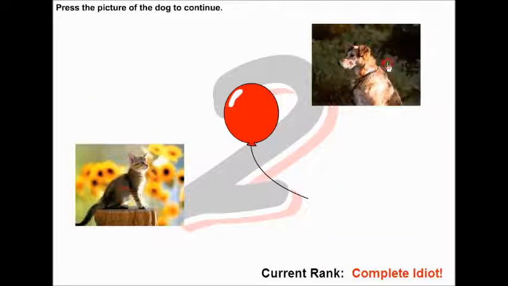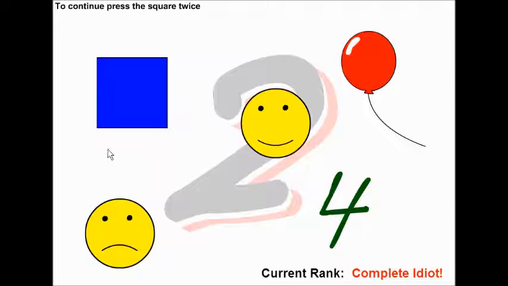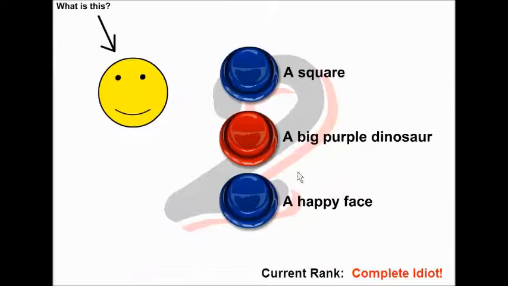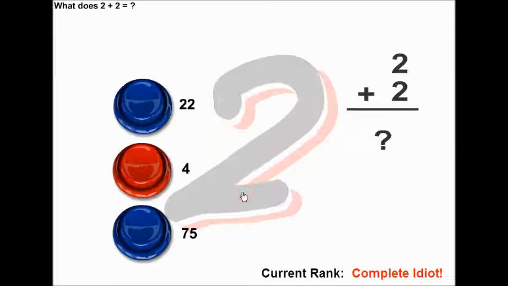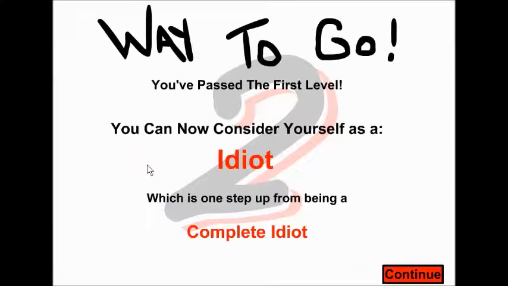Sad face. Dog. Circle. Square. Square. Happy face. 2 plus 2 equals... 22? 4. I'm an idiot! I'm not a complete idiot, I'm just an idiot. That's a good day. I normally get much worse than that.